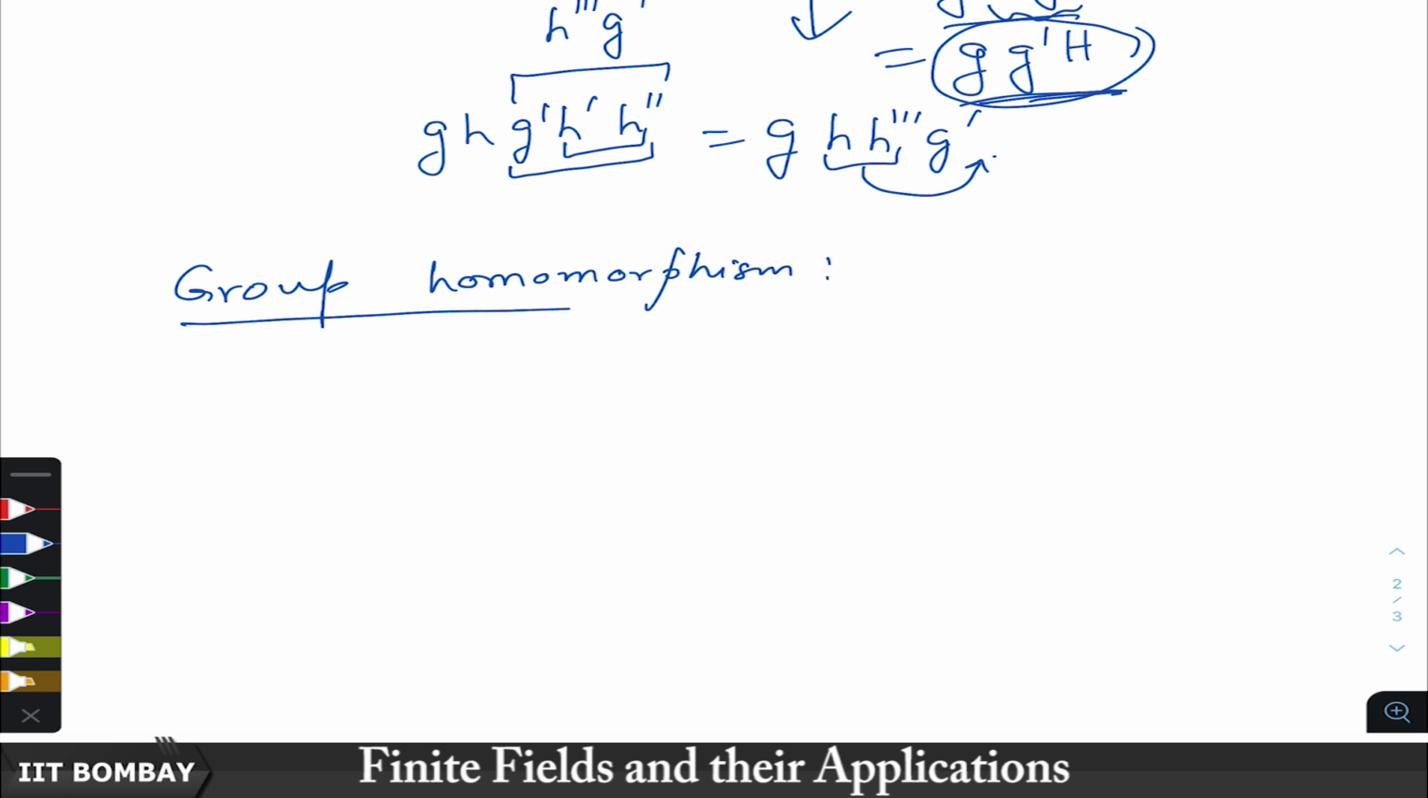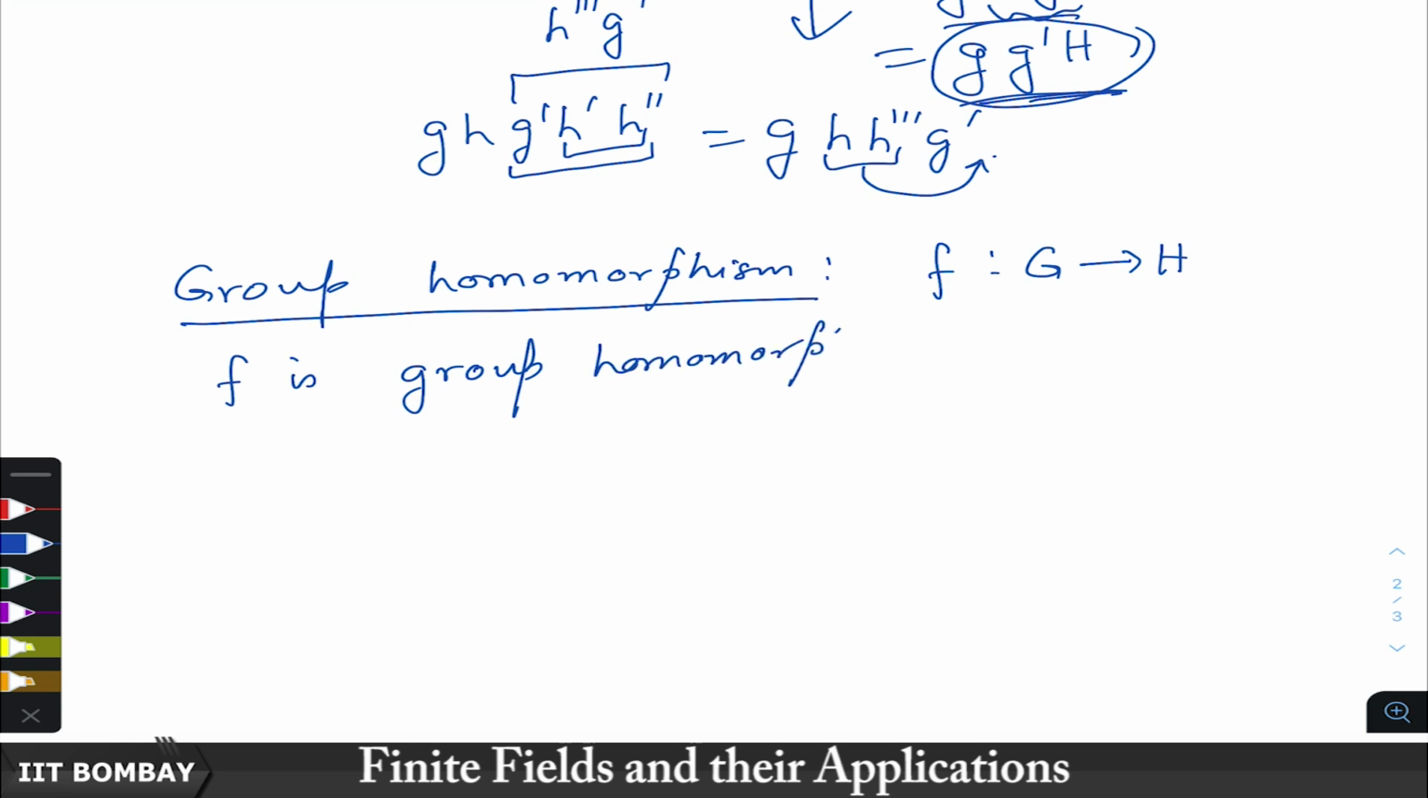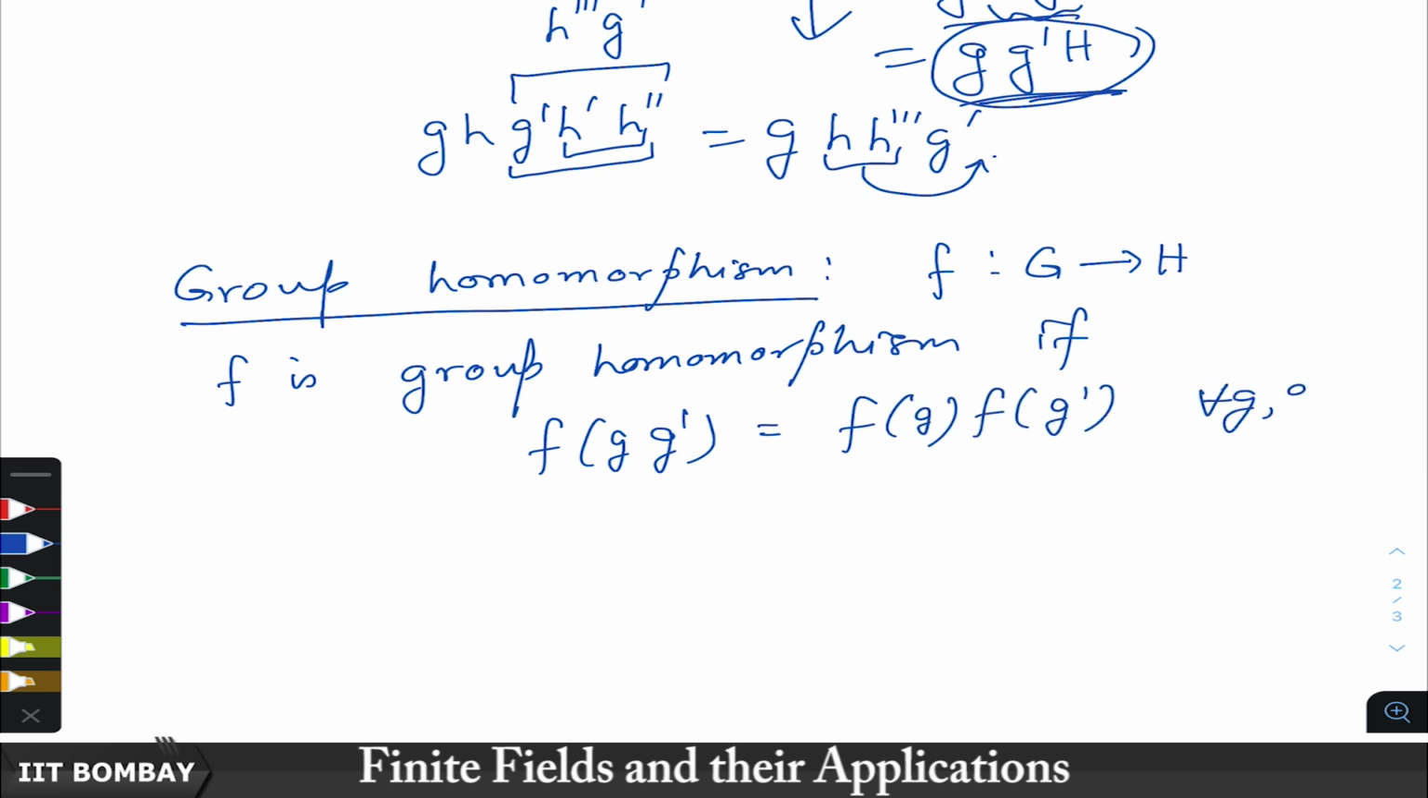Group homomorphism. So, this is like linear maps between two vector spaces. If we have two groups G and H, and we have a map f from G to H, then f is said to be a group homomorphism if f(gg') is the same as f(g)f(g') for all g, g' in G.